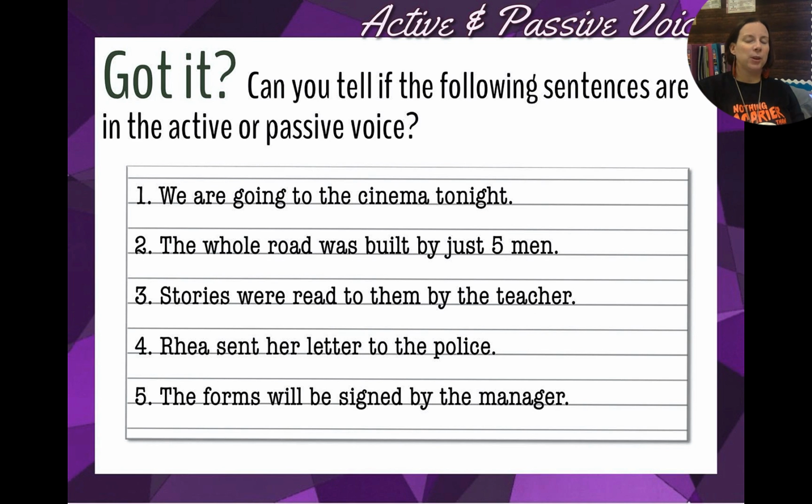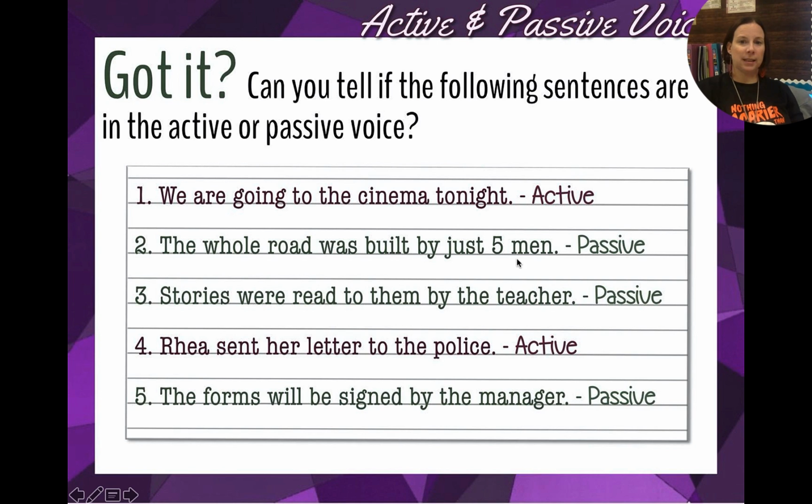Okay, so let's see if you can tell the difference here. Okay, so we are going to the cinema tonight. What do you think? The whole road was built by just 5 men. Stories were read to them by the teacher. Rhea sent her letter to the police. The forms will be signed by the manager. So hopefully you got that these two, 1 and 4, were both active and the other 3 were passive.